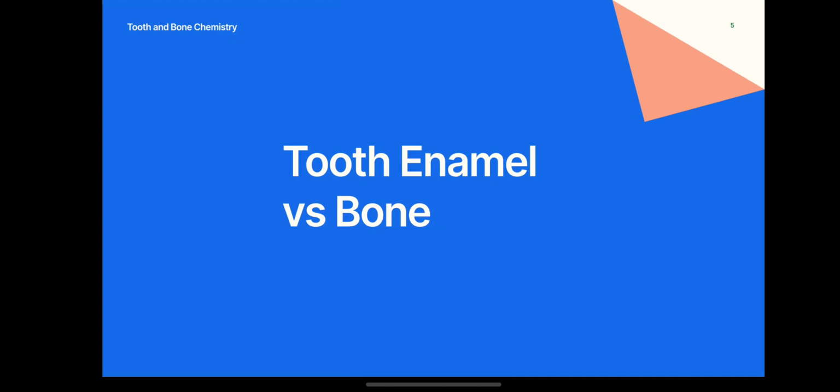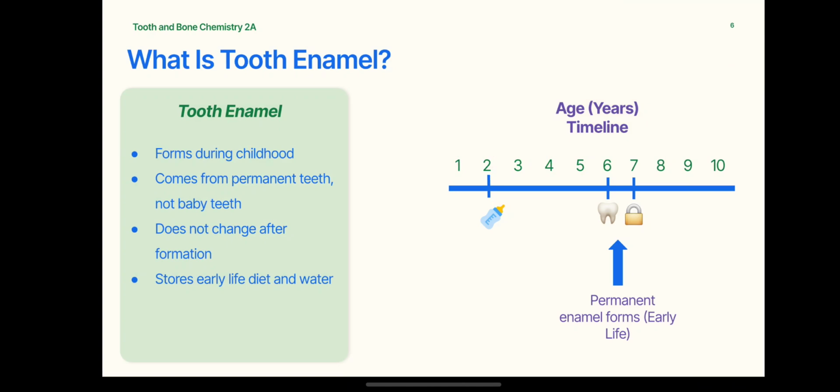Alright, tooth enamel versus bone. Now that we know which isotopes we're looking at, let's talk about where they show up in the body. As you can see here, we're starting off with tooth enamel, which is the hard outer layer of your teeth. Enamel forms during early childhood, and once it's formed, it doesn't change, it doesn't grow, remodel, or update. And just to clarify, this comes from permanent teeth, not baby teeth. In humans, it usually forms between the ages 6 and 12, though it varies across different animals.